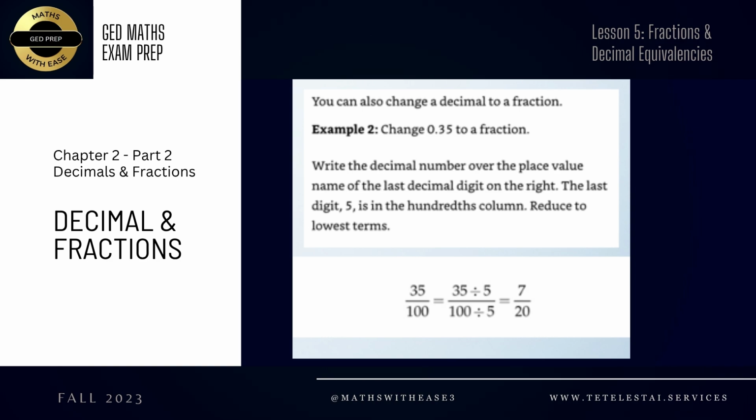So you want to write down 0.35 as a whole number, 35, and then place 35 over its place value name, which, as we just discussed, is the hundredths place. So you would place 35 over 100, and then you would proceed with reduction until your fraction is in its lowest terms. In this case, the greatest common factor of 35 and 100 is 5. So you divide 35 by 5, you get 7. 100 divided by 5 is 20.